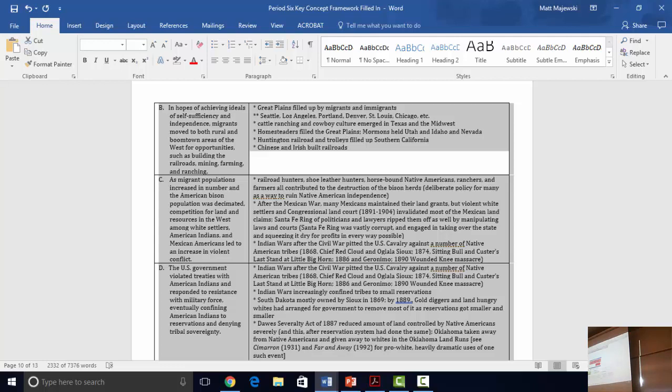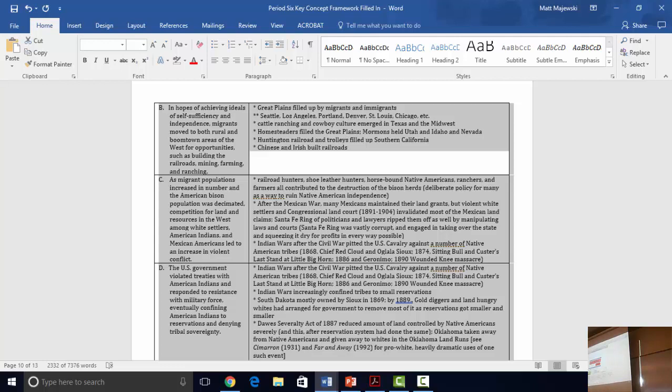23, the existence of this poster provides evidence that B, abolitionists worried the new Fugitive Slave Act would allow slave catchers to spread into the North. 24, after the Compromise of 1850, why did the political atmosphere remain tense? D, the slavery issue had not been adequately resolved to prevent future conflict, right? That's why we have a war 10 years later, right?